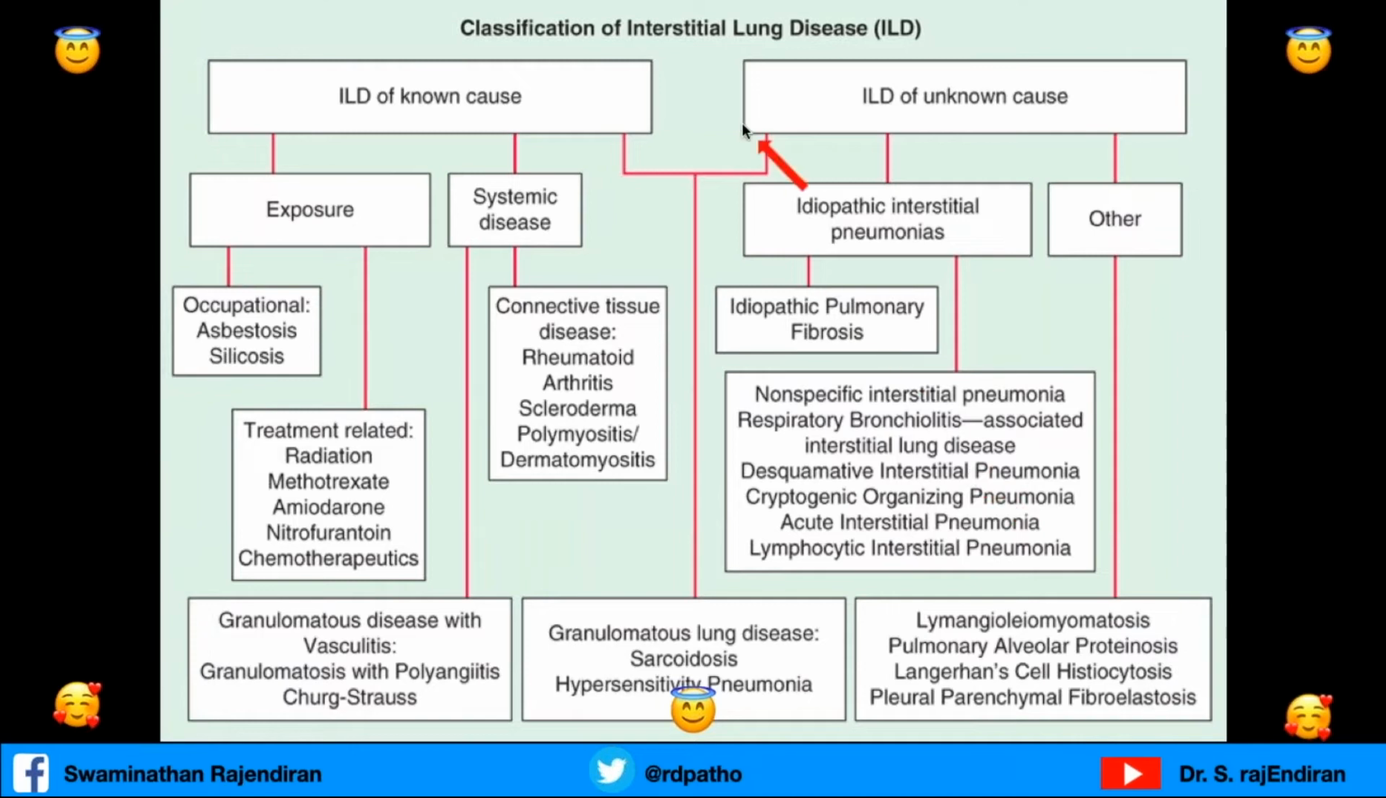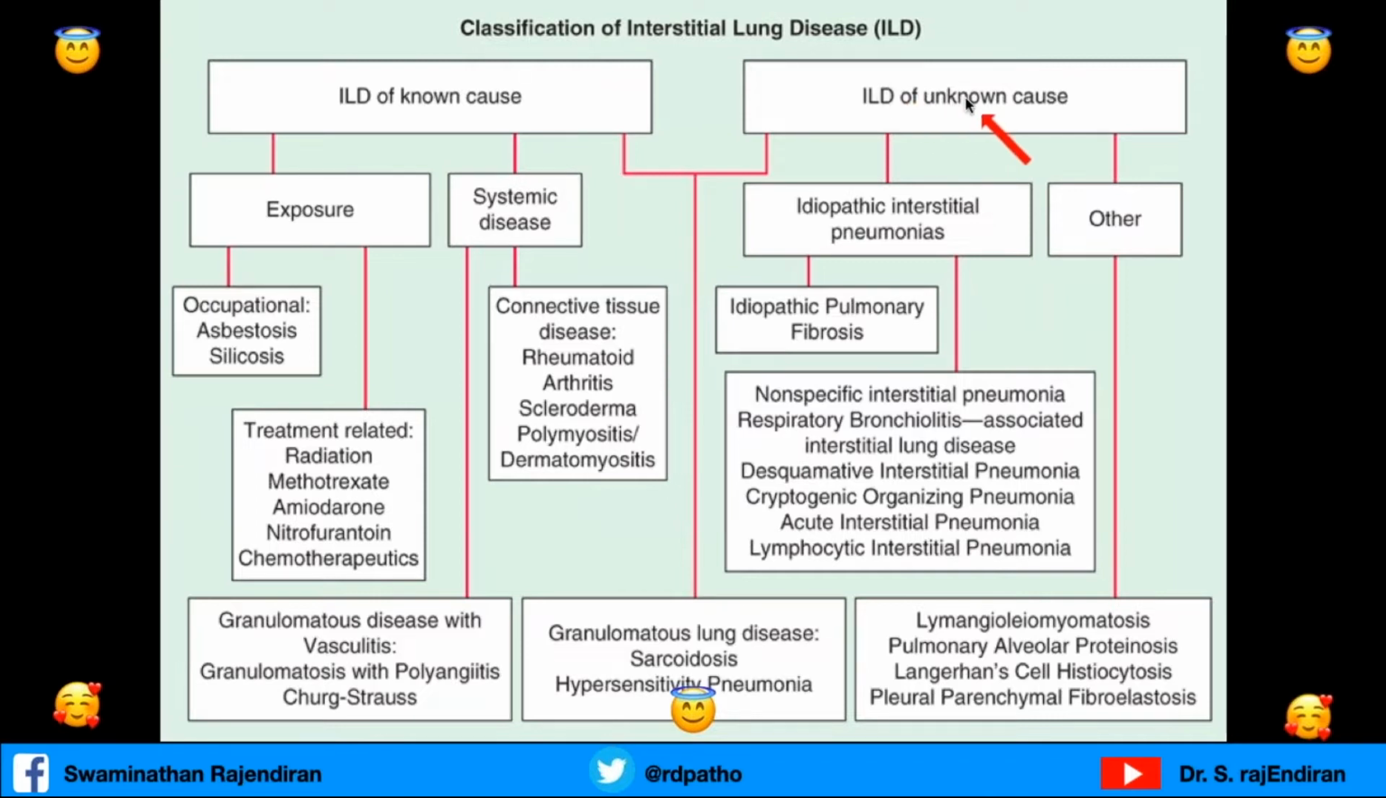How will you approach interstitial lung disease? Whether you know a cause or it is of unknown cause. When you know a cause, it's usually due to exposure. It can be occupational, like asbestos or silicosis, or it can be treatment related, like radiation or chemotherapy agents. It may be due to systemic diseases like granulomatosis with polyangiitis and Churg-Strauss syndrome. Or connective tissue disease can also lead to interstitial lung disease.